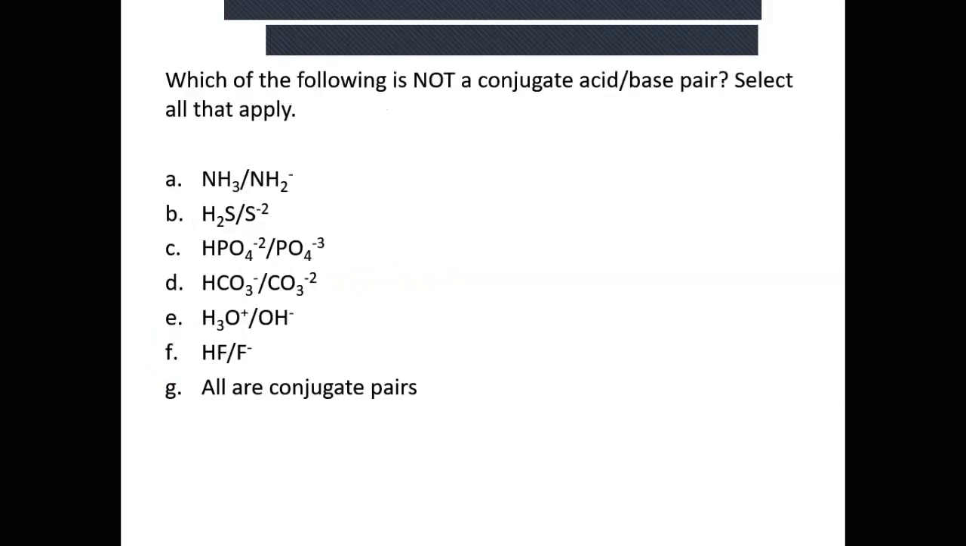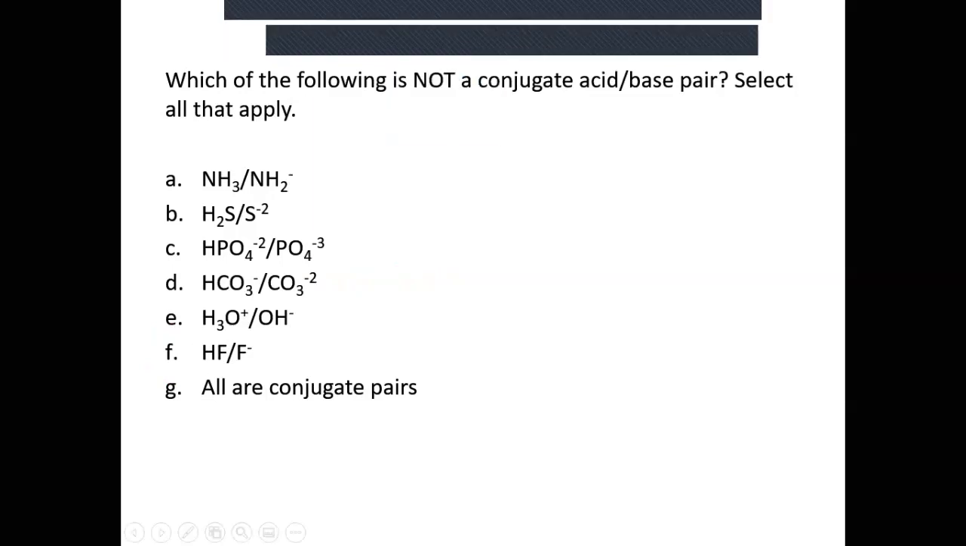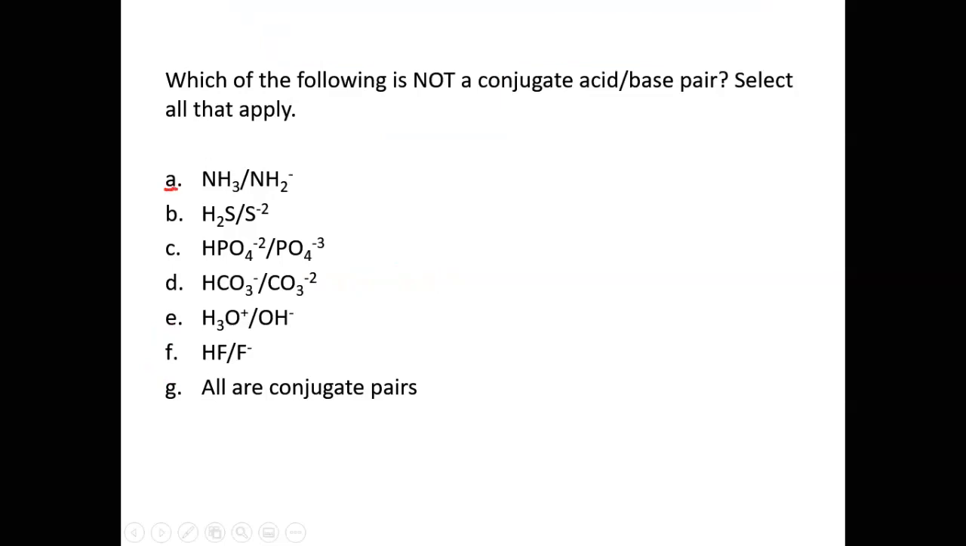Now we look at this example. We want to know which of the following is not a conjugate acid-base pair. So what we want to look for: do the formulas differ by more than one proton? So we look at A, does it differ by more than one proton? No. B, does it differ by more than one proton? Yes, it differs by 2 protons. So B is one that is not a conjugate acid-base pair.